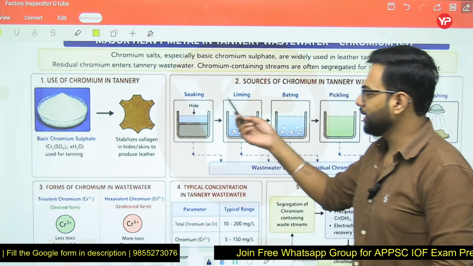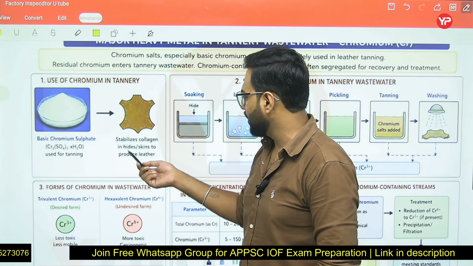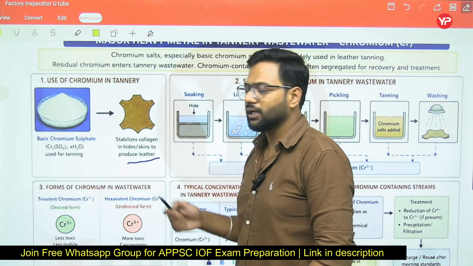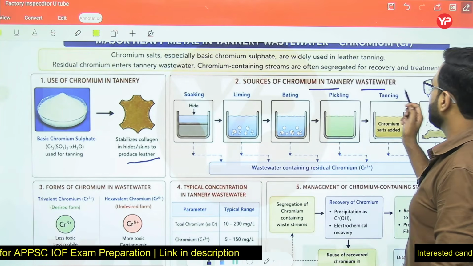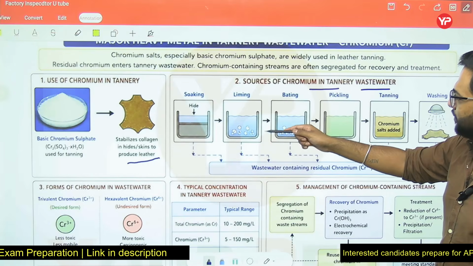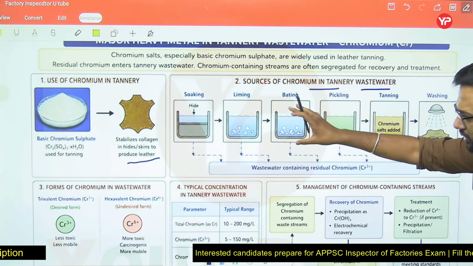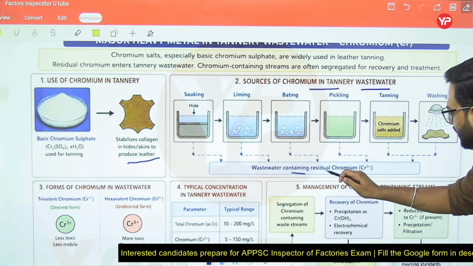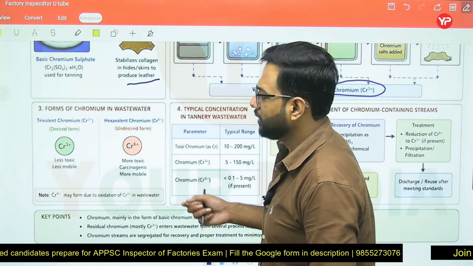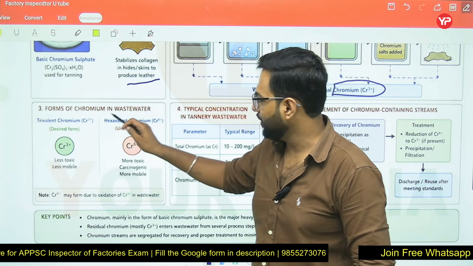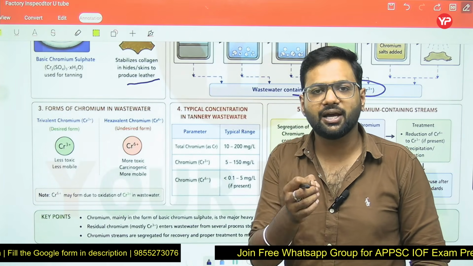The use of chromium in the tannery: basic chromium sulfate is generally used for tanning, and it stabilizes the collagen in hides and skins to produce leather. So for the formation of leather, this chromium is being used, right? Sources of chromium in tannery wastewater include soaking, liming, bating, pickling, tanning and washing. During all these processes, the wastewater contains residual chromium. Chromium can be found in the wastewater in trivalent form as well as in hexavalent form: Cr6+ and Cr3+.